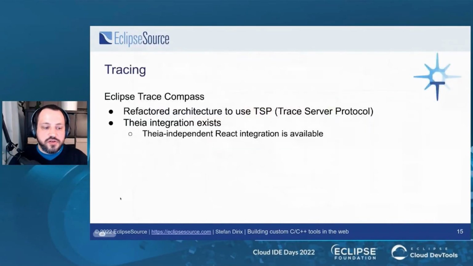Last but not least, I wanted to highlight tracing. So there's Eclipse Trace Compass. You might be familiar with that already. It's a very popular Eclipse RCP-based tool, but they are now working on integration into web tools, and especially into Theia. And they do this via a protocol. It's just an architecture which makes sense for the web. So let me very, very quickly show this to you too.